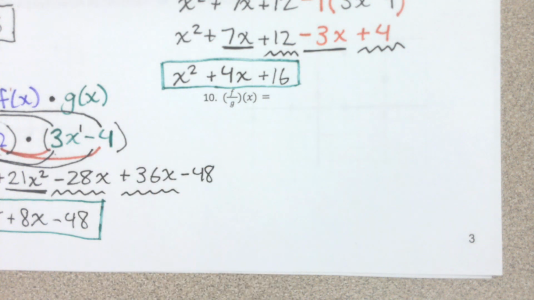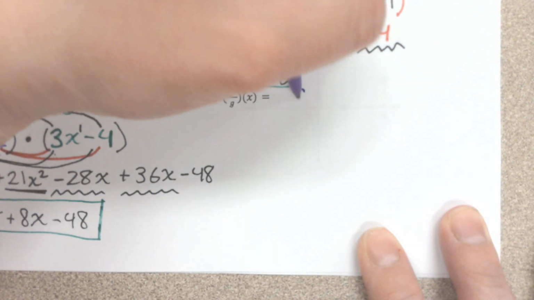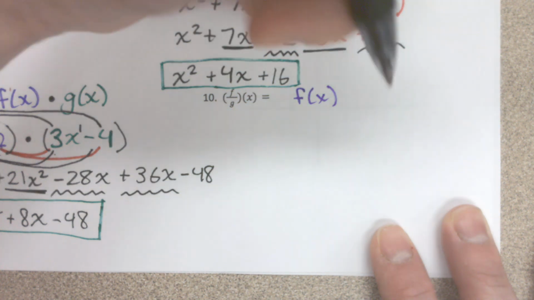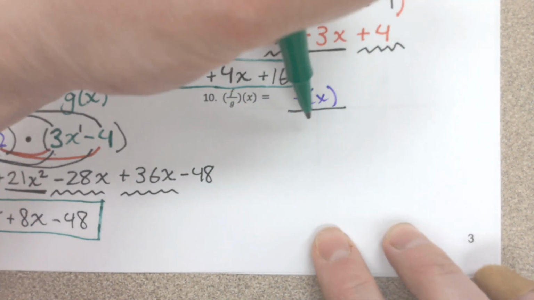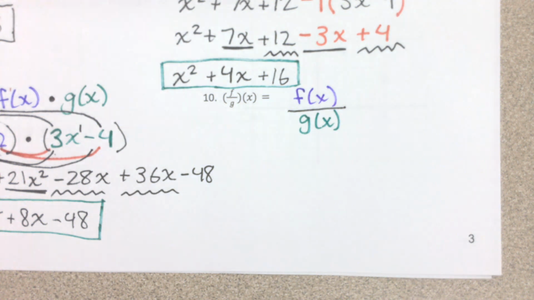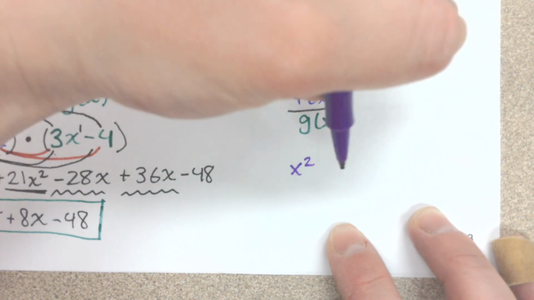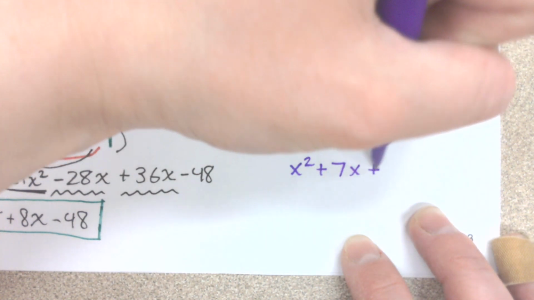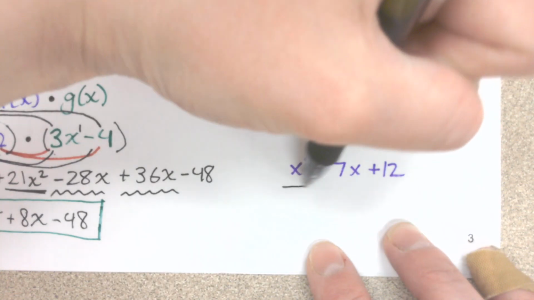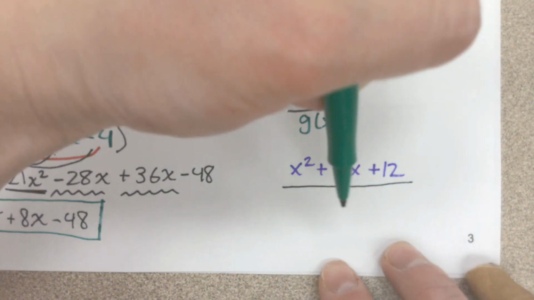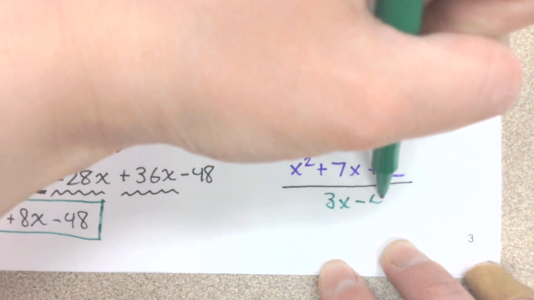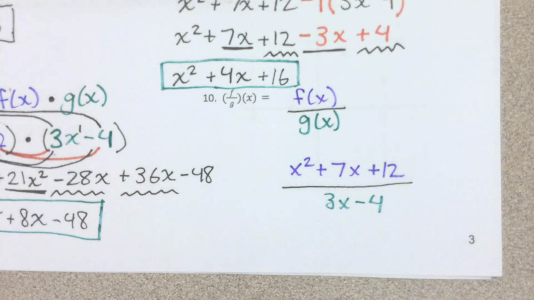F divided by g of x. We can write that a little better. That is just f of x divided by g of x. So let's do that. F of x, x squared plus 7x plus 12 on the top. G of x, 3x minus 4 on the bottom. And that's all we can do here.